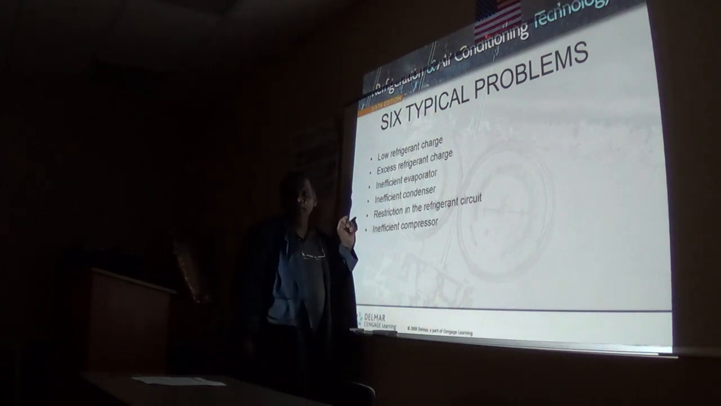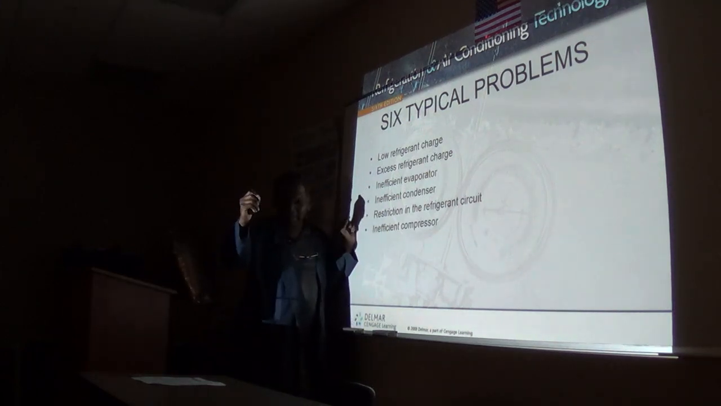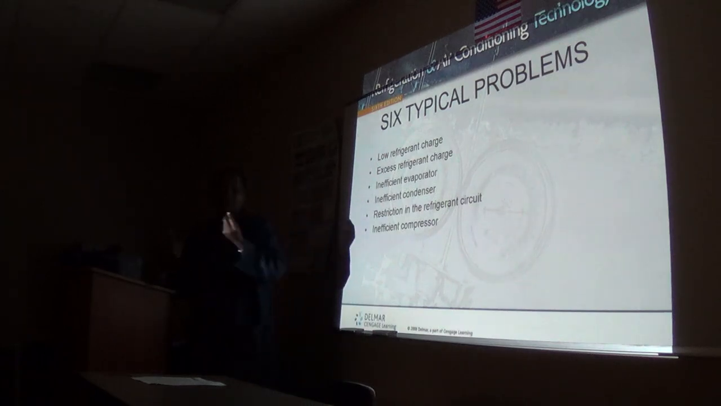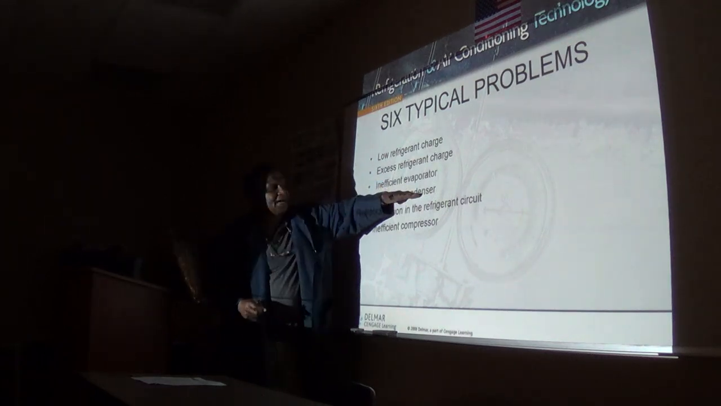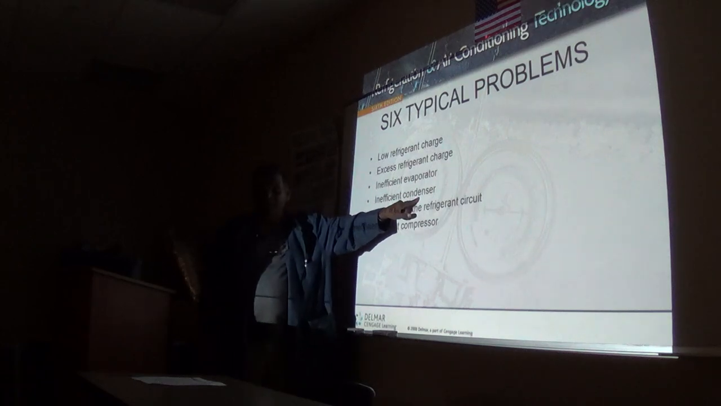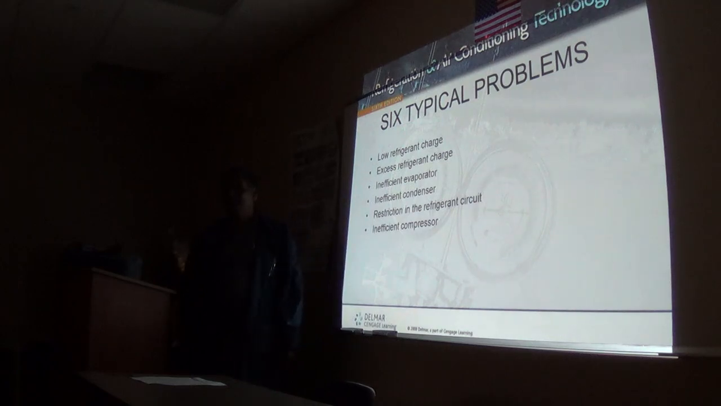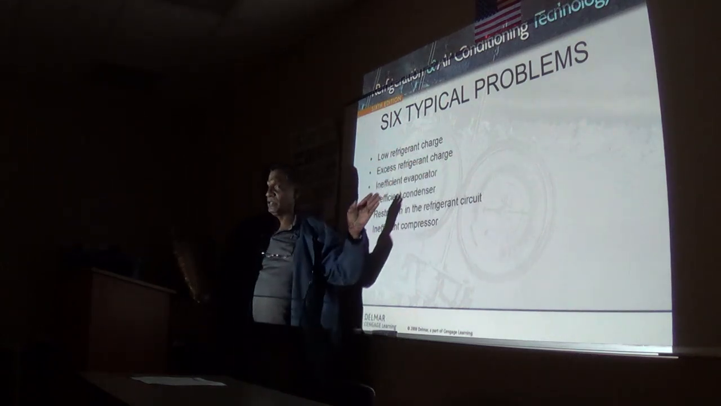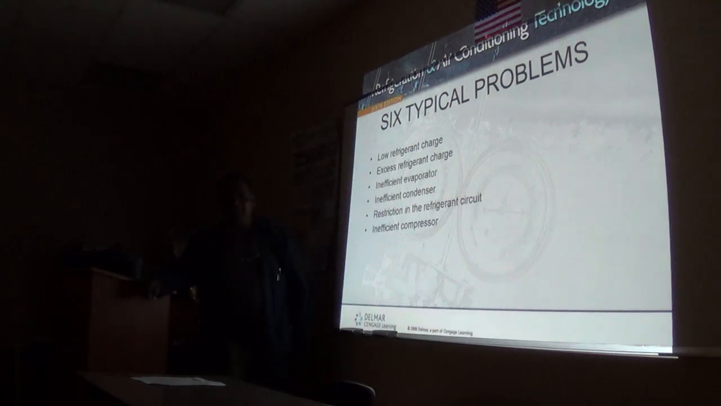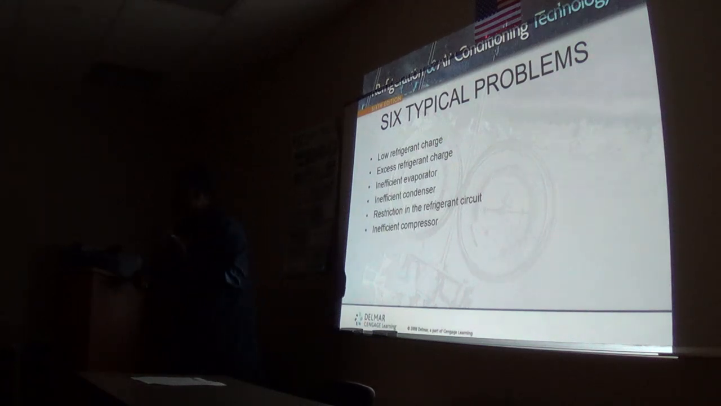This, at one, it shows up as two things. On this side, it shows up as an overcharge. And on this side, it shows up as an undercharge. Given that the restriction is somewhere in between the evaporator and the metering device. Very rarely you will find a restriction in the suction line coming off of the evaporator port, other than if somebody deliberately put a sledgehammer to that and squished it right down, flattened it.